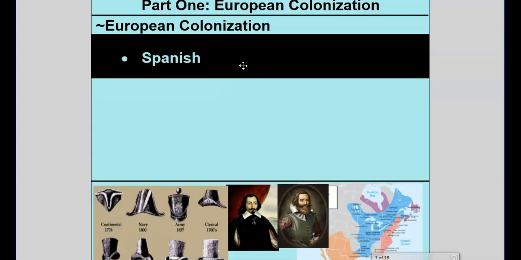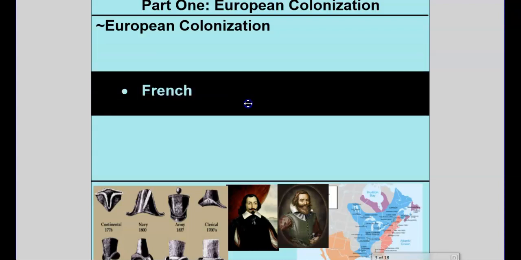And again, they were the trendsetters. We talked about them a lot. They show everyone that you can make money over here in the New World. And then everybody else follows suit and starts coming over and starts to carve out their piece of the pie in North America. The French are going to be incredibly important for the early stages of American history.